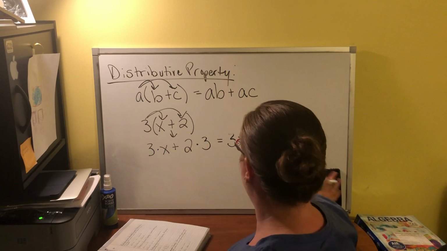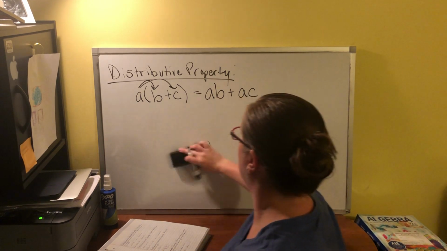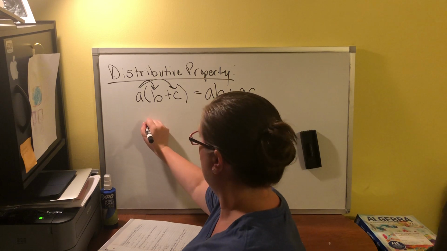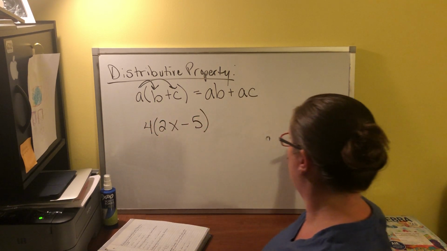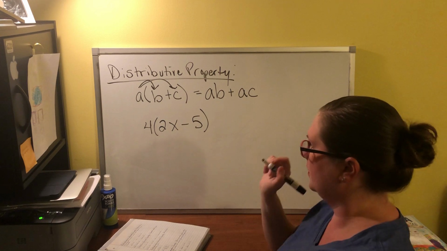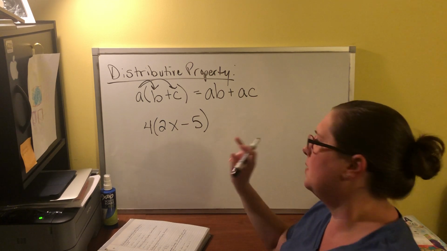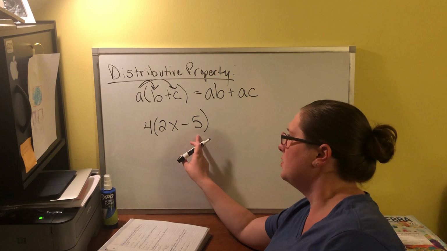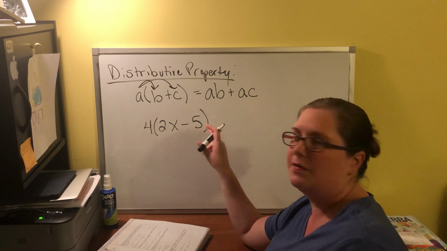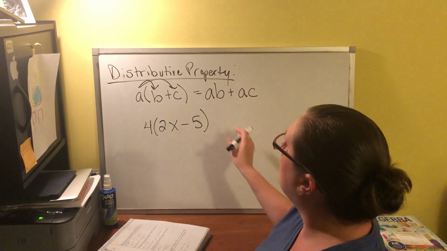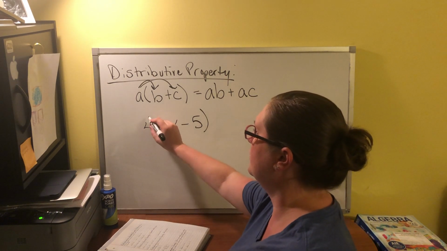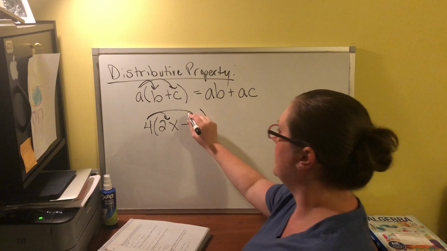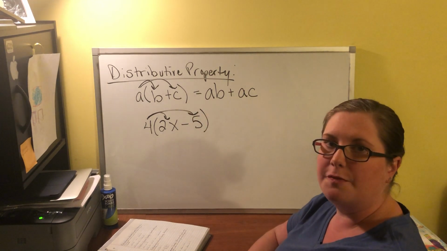If we were given 4 times the quantity 2x minus 5. The first thing we would check, can we do anything inside the parentheses? Nope, I can't combine 2x minus 5. They're not like terms. So I'm going to look out in front and see if there's anything directly in front of the parentheses. There's a 4. So we're going to multiply both terms by 4.